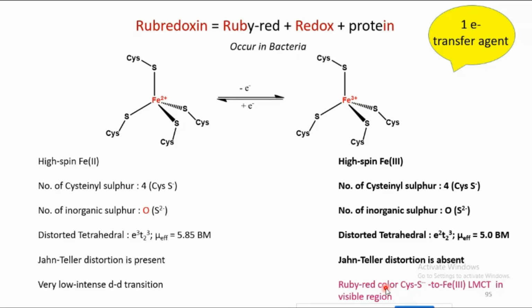Okay, in most cases of enzymes, when the color goes from a colorless form to a deep intense colored form, the reason is mainly the charge transfer transition.